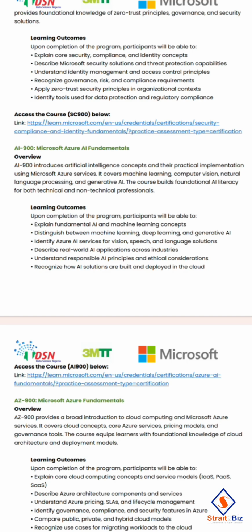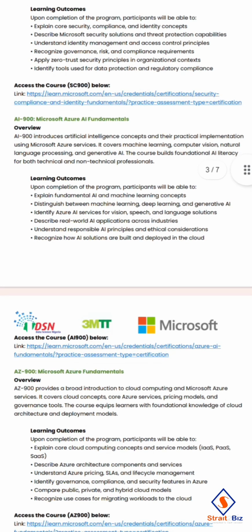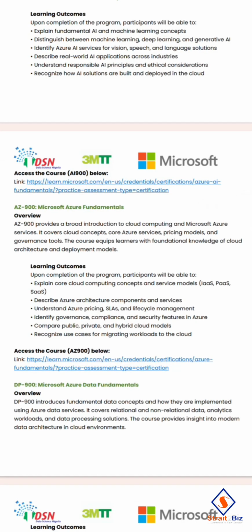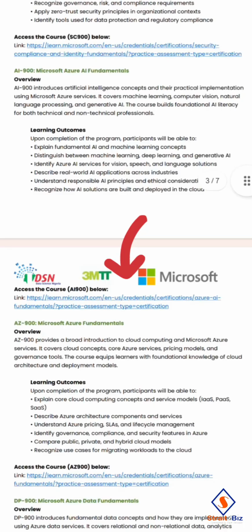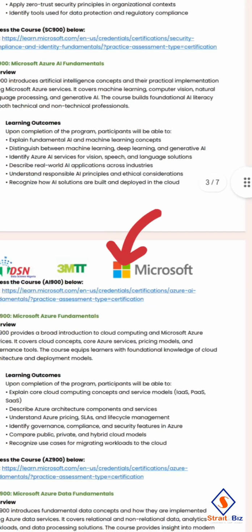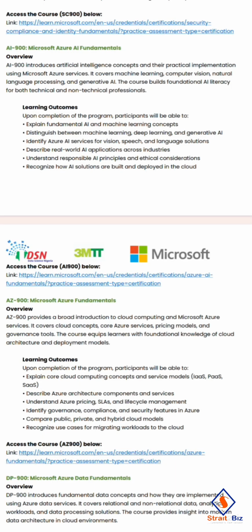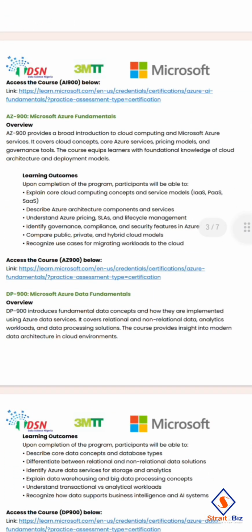You go ahead and read the overview, learning outcomes and all that. Now look at the access course AI 900 below. This is the link that you have to follow to get to your course, because many people have been asking, where do I get started, what do I need to do and all that. This is the link for AI 900 right here, right? Whatever course you are doing, after the course title, the overview, and then the learning outcomes, the next thing you are going to see is access the course, right?